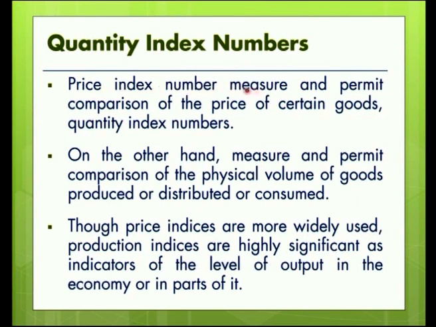Price index numbers measure and permit the comparison of the price of certain goods, and quantity index numbers, on the other hand, measure and permit comparison of the physical volume of goods produced or distributed or consumed. Though price indices are more widely used, production indices are highly significant as indicators of the level of output in the economy and in parts of it.